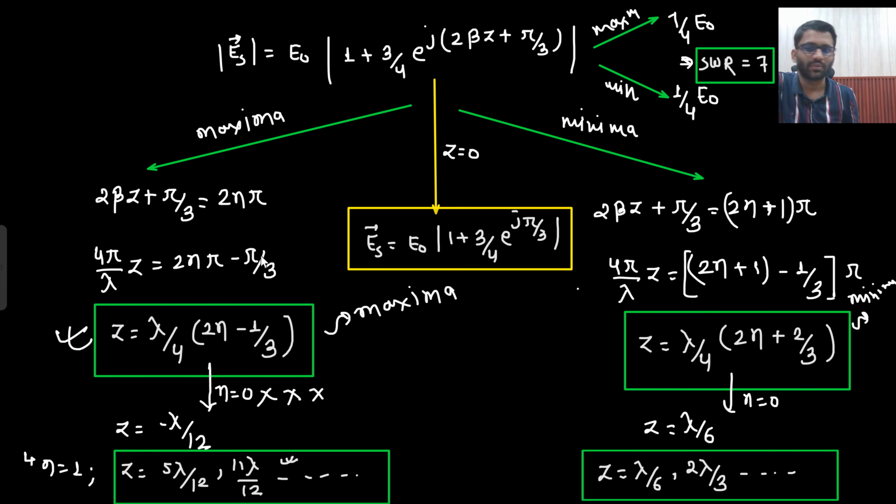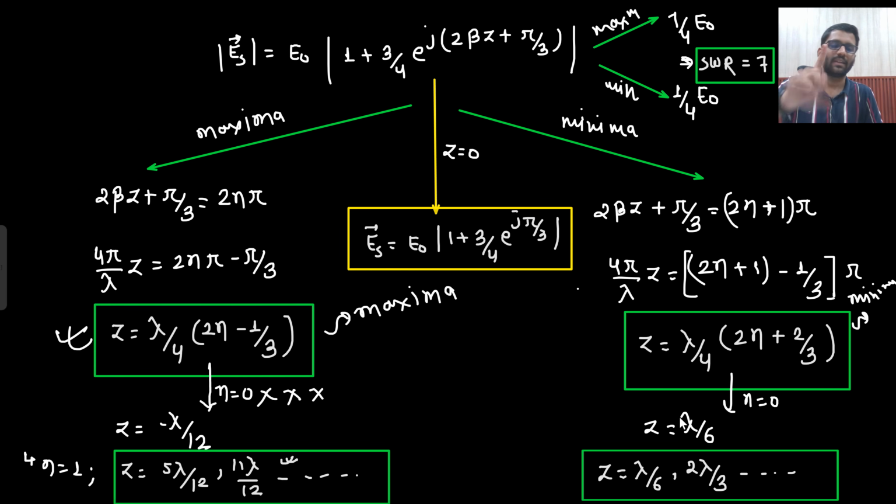So n equals to 0 gives minus lambda by 12, which is not accepted. Then certainly I need to put n equals to 1. If I put n equals to 1, then I get to know that 5 lambda by 12 is accepted. From there, if I add lambda by 2, then all the accepted values will come. And if I need to calculate minima from here, I am going to subtract lambda by 4. If I subtract lambda by 4, I get lambda by 6, which is accepted.